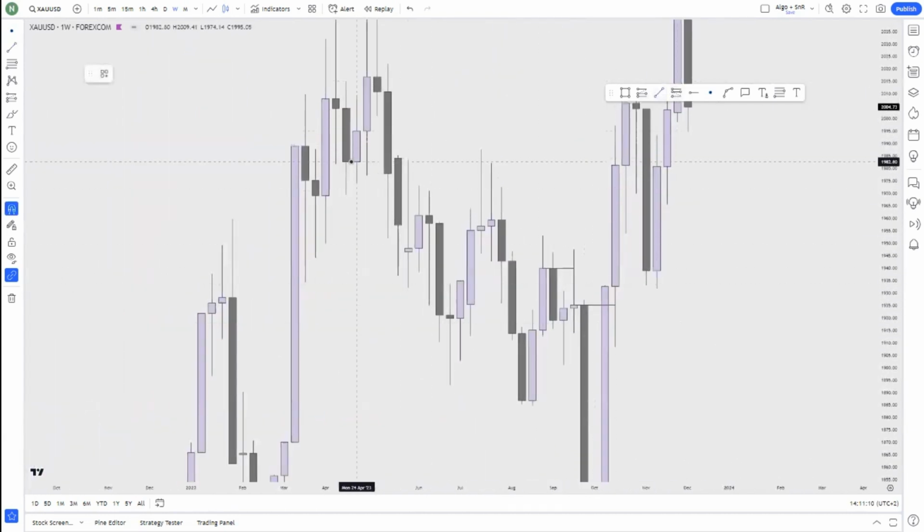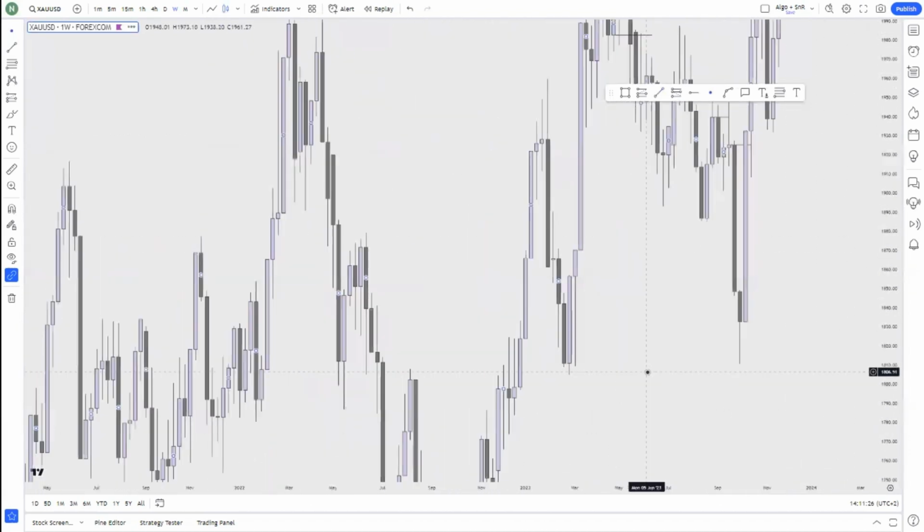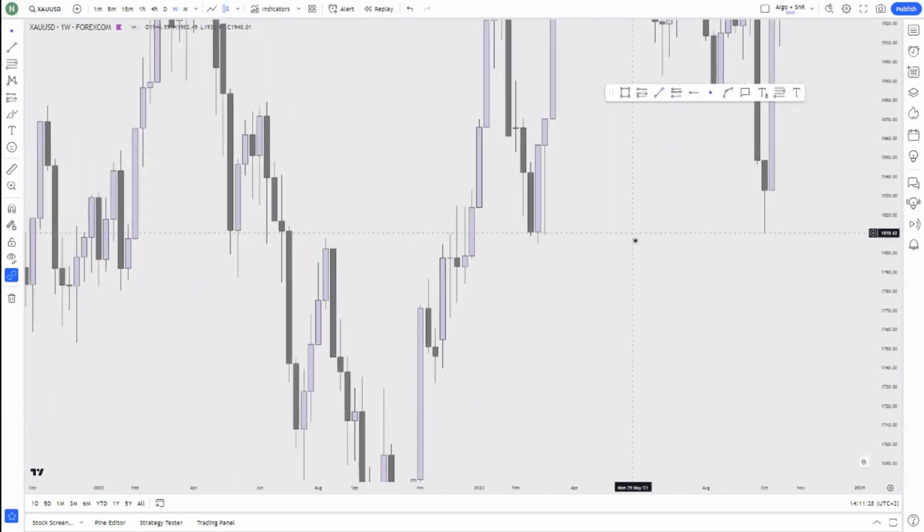Then again right here. Let's just say that there was no reaction right here and so forth. The market just closes below this support right here without giving us a reaction. Then you see that here this support becomes a resistance to the downside. So it's very clear.